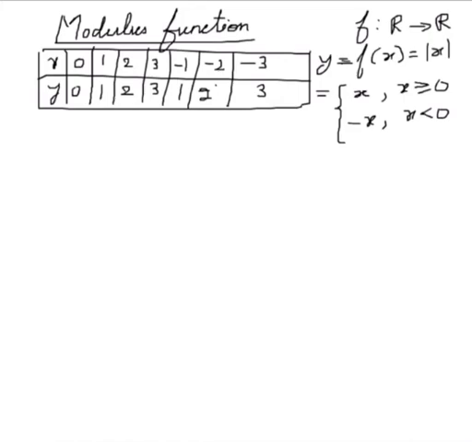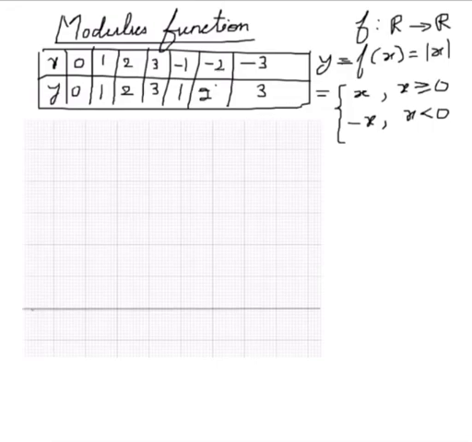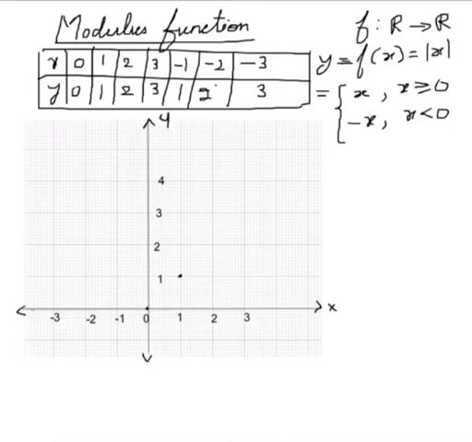Let us draw the graph of this function. X-axis, y-axis. Let us plot the points 0, 0, 1, 1, 2, 2, 3, 3. For minus 1, it is plus 1. For minus 2, it is plus 2. For minus 3, it is plus 3. Let us join these points. This is a ray, which is y is equal to x, and this is y is equal to minus x.